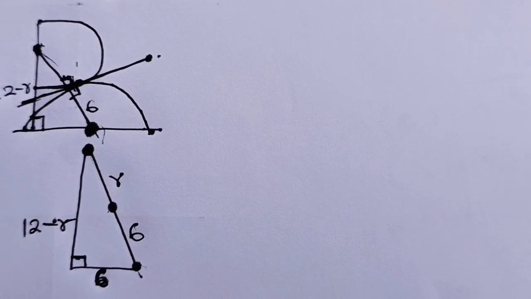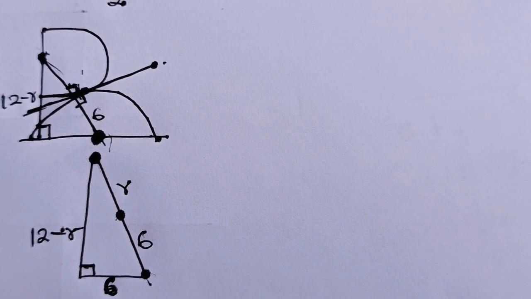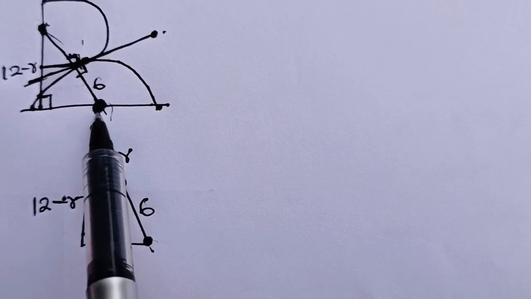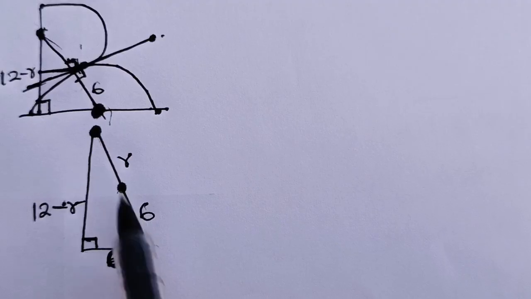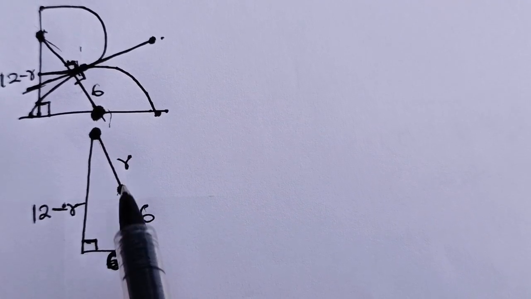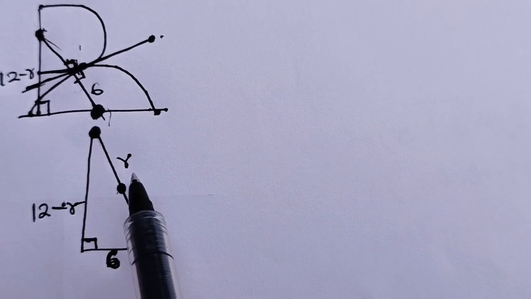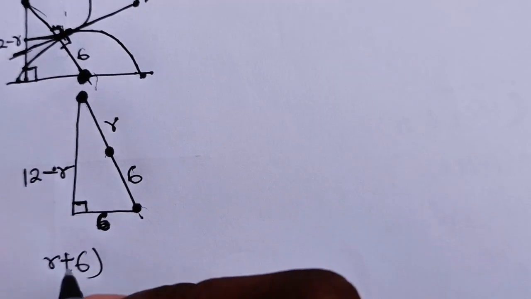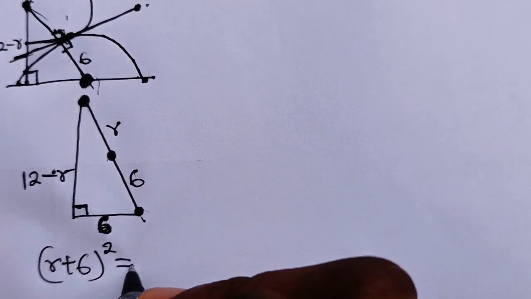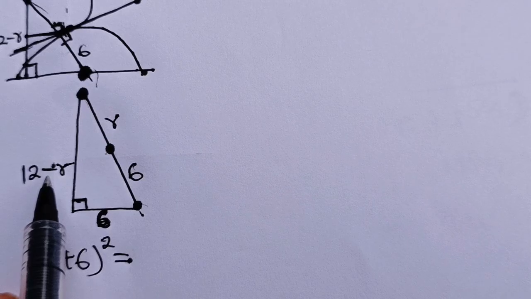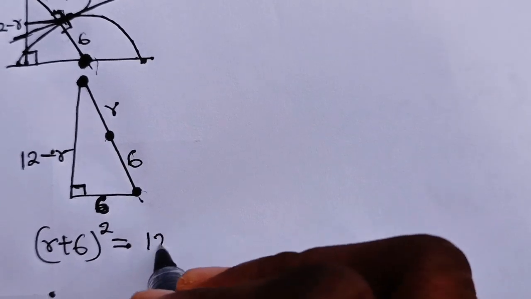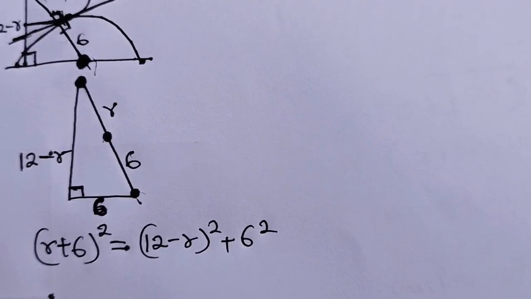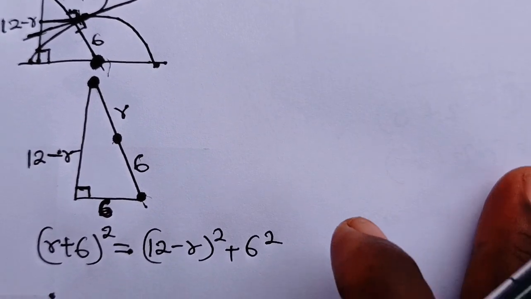Now if we use the Pythagoras theorem, it states that when you have a right angle triangle, the side facing the right angle is your hypotenuse. Now the hypotenuse squared, in this case, is going to be r plus 6 squared, right? r plus 6 squared is equal to this squared plus this squared. So it's going to be 12 minus r squared plus 6 squared, according to Pythagoras.